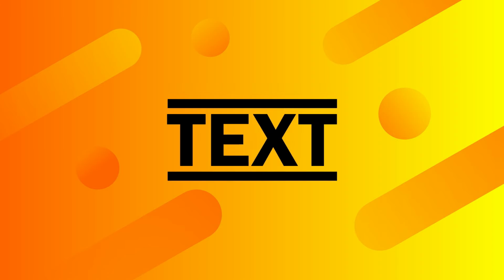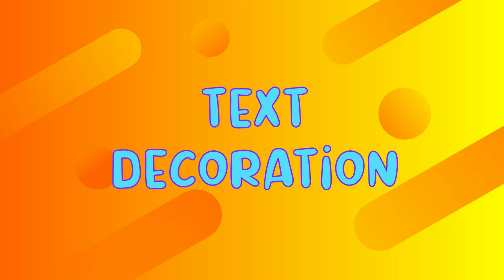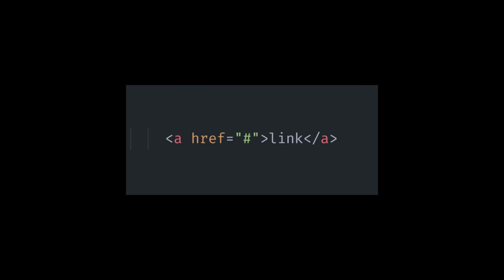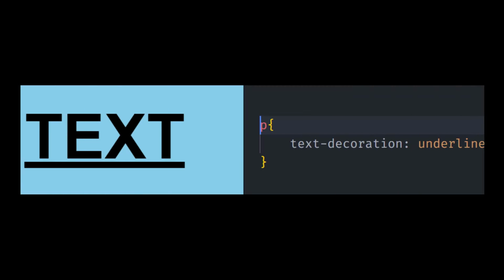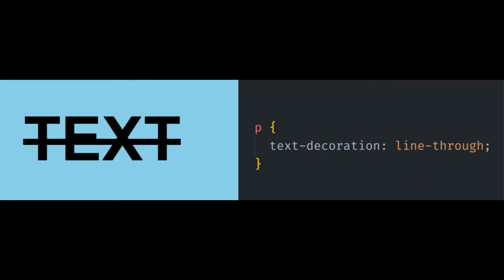So, how to manipulate text using CSS. To begin with, the first one is text-decoration. Probably you used this with the anchor tag where you wanted to remove the underline by setting text-decoration to none. As you can guess, it has values like underline, overline, and line-through.